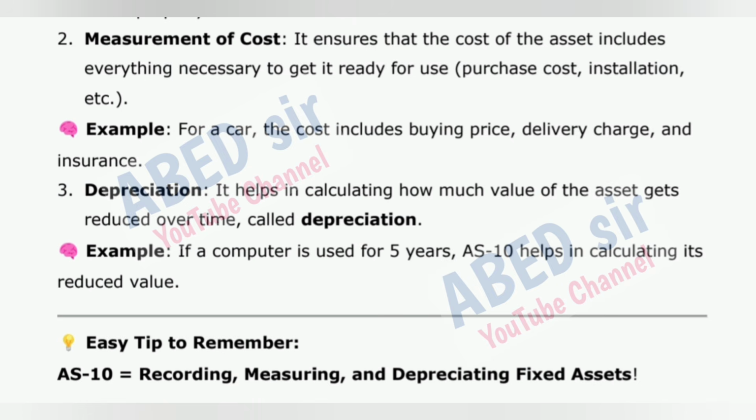3. Depreciation. It helps in calculating how much value of the asset gets reduced over time, called depreciation. Example: if a computer is used for 5 years, AS 10 helps in calculating its reduced value. Easy tip to remember: AS 10 is equal to recording, measuring, and depreciating fixed assets.